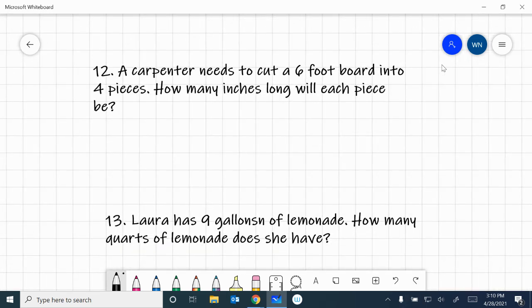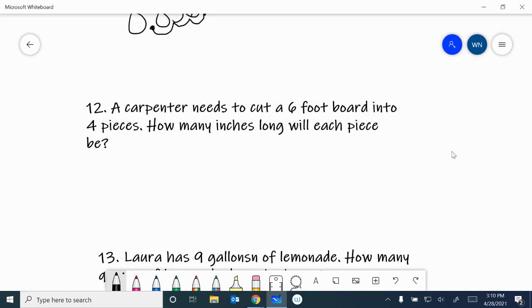Number 12. A carpenter needs to cut a 6-foot board into 4 pieces. How many inches long will each piece be? Go ahead and solve it. So for this one, you need to first take your 6 feet and turn it into inches. So I know that 6 times 12 inches in a foot gets me 72 inches. So his 6-foot board equals 72 inches. We're going to divide it into 4 pieces.